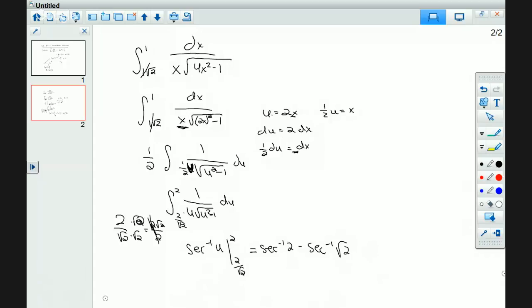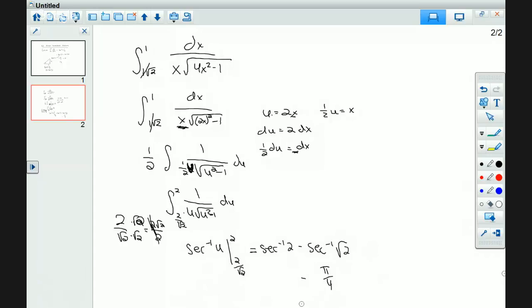So the other way to think about this is to leave it 2 over root 2. Secant is the inverse of cosine, right? The reciprocal of cosine. Cosine can be root 2 over 2, correct? Where does that occur? Everything's root 2 over 2 at pi over 4.